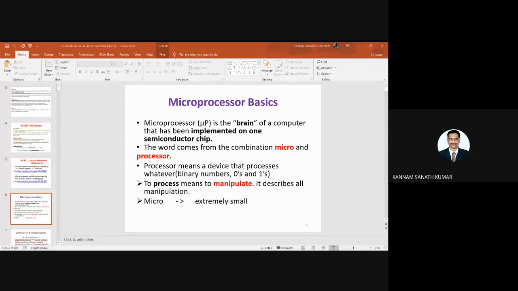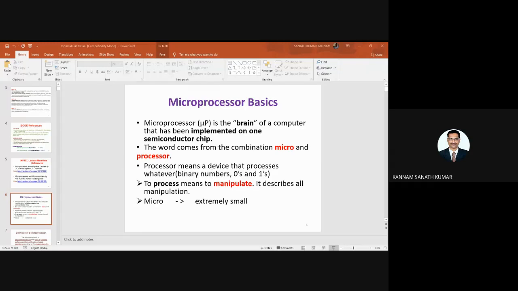Suppose I want to do a plus b. I take a equal to 6 and b equal to 4. This 6 I need to load in one register, and this 4 I need to store in some other register. I can do ADD AX, BX and I will get the result. I can store that result in some memory location. So this is the basic definition of the microprocessor.